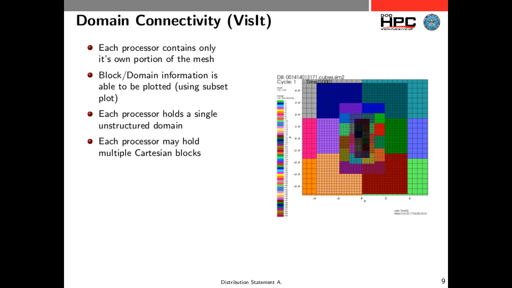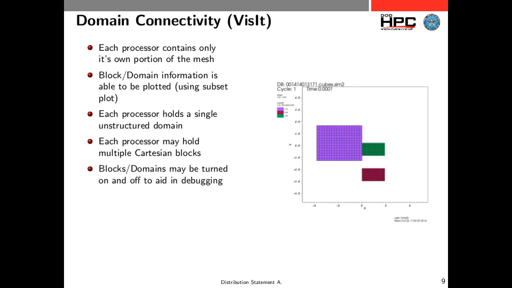For the Cartesian solver, each processor can contain multiple Cartesian blocks. This is showing all the different blocks. We have to tell Visit how that's laid out, what blocks are on what processors, and so forth. When you're visualizing this in Visit, you can turn blocks on and off. For the adaptive mesh, you can also turn levels on and off, so you can get some really good debugging information that way.